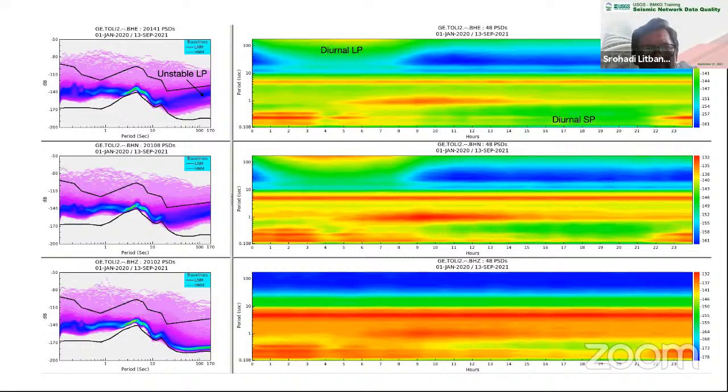Yes. The sensor is located near the ocean, but why is the microseismic noise so low?